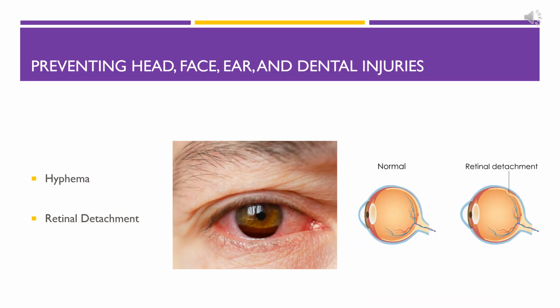A hyphema is a symptom of trauma to the eye. It is a collection of blood within the anterior chamber of the eye between the iris and the cornea. Initially, there is just some red in the anterior chamber, but within 2 hours after injury, the blood in the anterior chamber settles on the inferior portion of the eye, or it may fill the entirety of the eye. This can cause the patient's vision to be partially or even completely blocked.